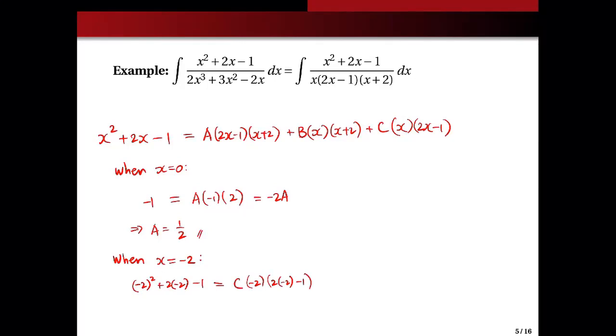On the left-hand side, this is +4. This guy here, it's -4. So we'll be left with -1 again for the left-hand side here. For the right-hand side, let's simplify this. We have c times -2 times, in here, we have -4 minus 1, that's -5. So you will have here 10c, and therefore c is equal to -1/10.